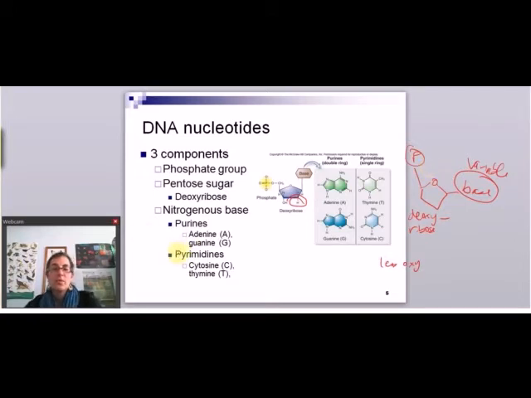The bases are grouped into two families. They're either purines or pyrimidines. And the way that I remember which one is which is a little mnemonic that I learned. Pure as double gold. So the purines are A and G, and they have a double ring. So notice there's one ring, two ring, one ring, two ring. So the purines have a double ring structure. The pyrimidines are the other ones, T and C, and they have a single ring structure.